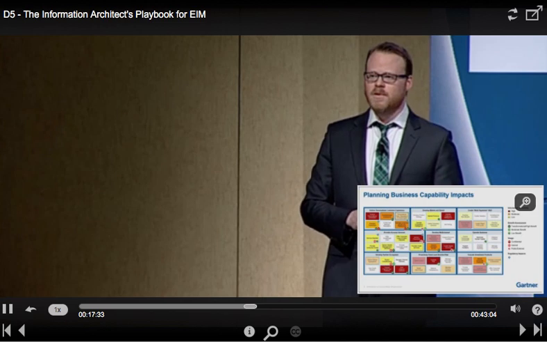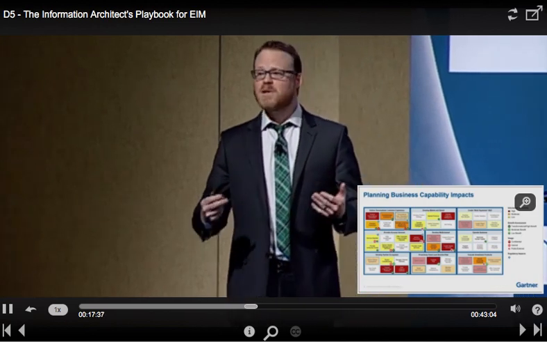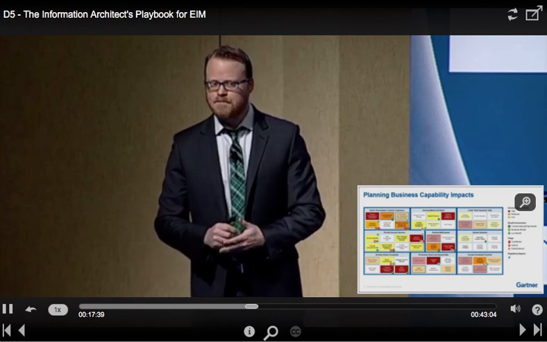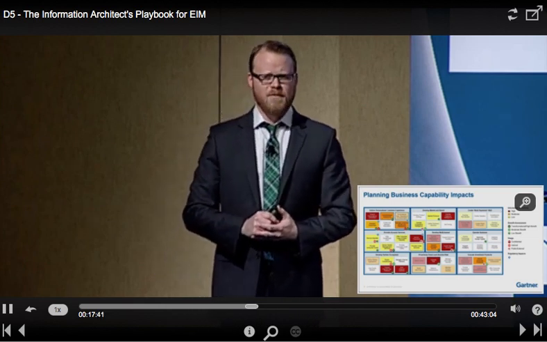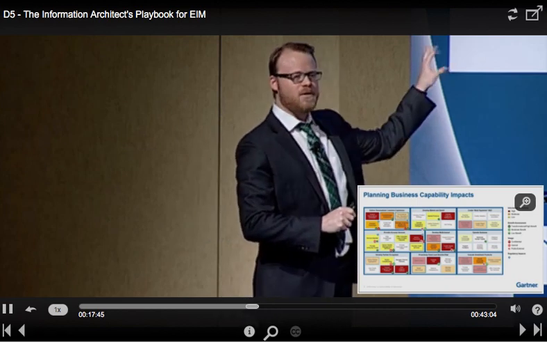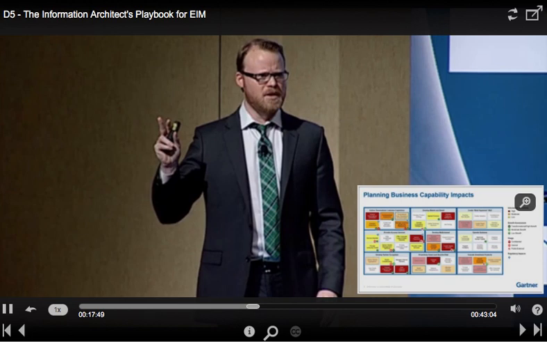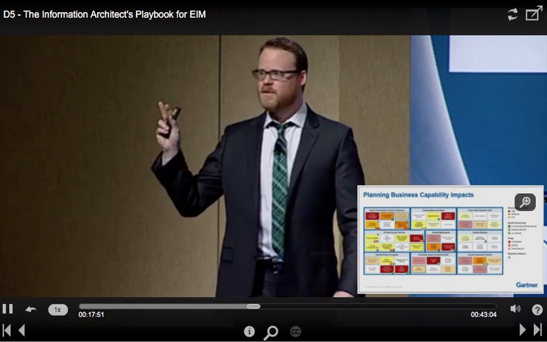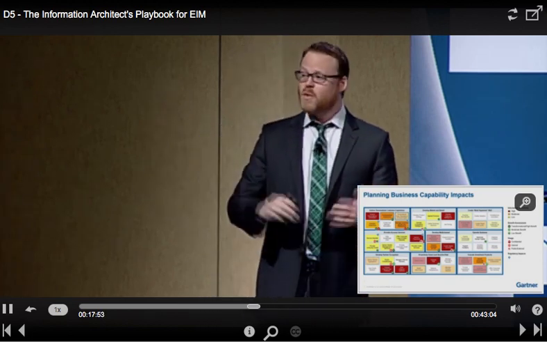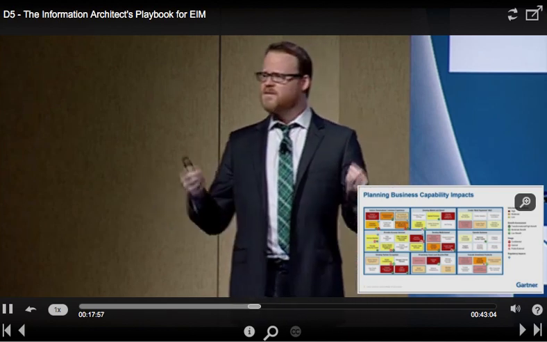This is an example of one of the key deliverables an information architect would build to help create that strategy. We've got a very colorful picture here. What you see in front of you is a business capability model. How many of you have heard of a business capability model? Okay, quite a few of you. Good. So this business capability model, what you can see on a page, is a very powerful tool.